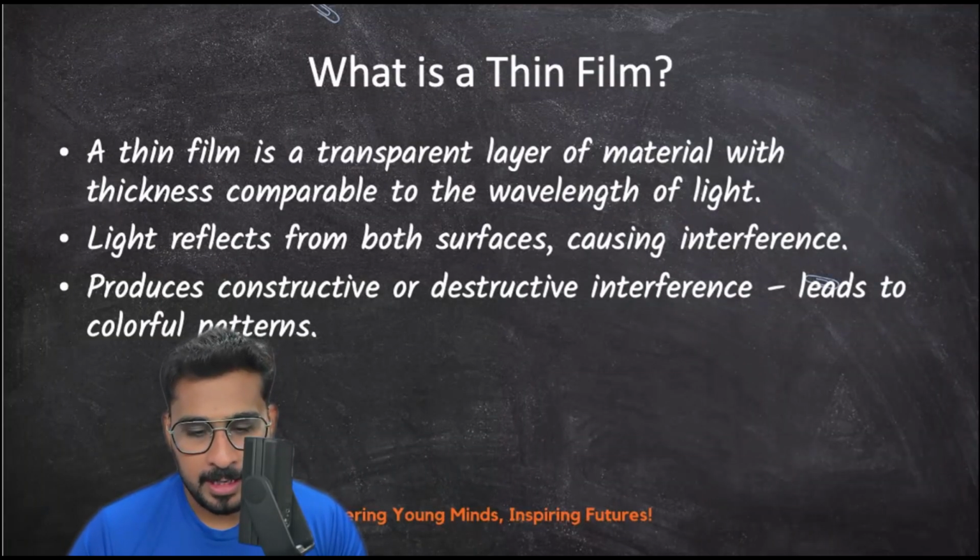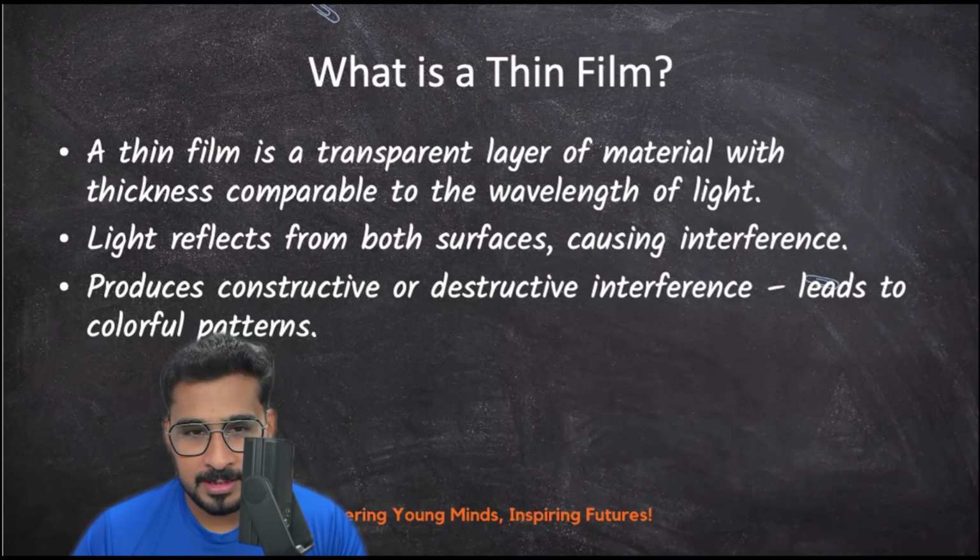What is a thin film? A thin film can be anything like a soap bubble or an oil drop. If you see oil spread on water, you can see some rainbow colors popping up. This is due to the thin film interference that is happening on the oil-water surface.